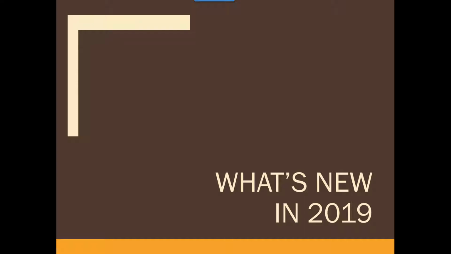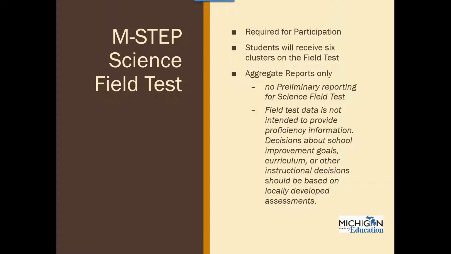Next, we're going to review what's new for spring 2019. The MSTEP Science Field Test will be administered again in grades 5, 8, and 11 and is required for participation purposes. There will be 6 clusters of items on the field test. Because this is a field test, there will only be high-level aggregate results reported to districts in the dynamic score reporting site, and they will not be included in preliminary reporting.